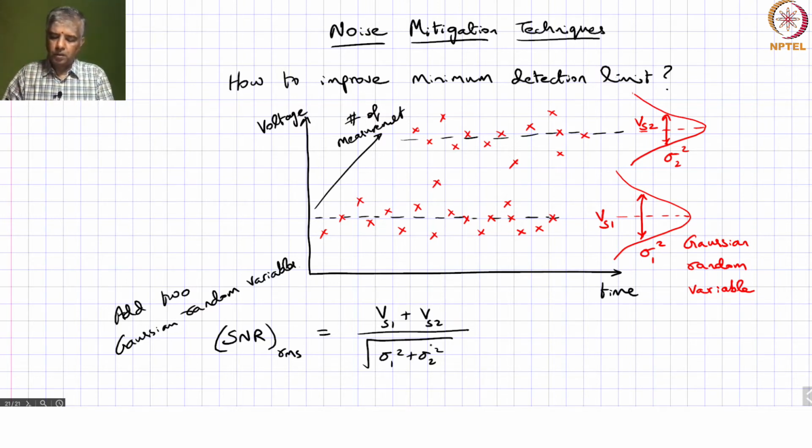And when we actually look at this, it's the same sensor and the same measurement you are doing, so your Vs1 and Vs2 are likely to be the same. So if you say Vs1 equal to Vs2 equal to Vs, then you can replace the numerator by 2 times Vs, and similarly the noise is going to have the same characteristics or the same variance. So sigma 1 equal to sigma 2 equal to sigma, if you say, then this is going to be root of 2 times sigma square, okay.